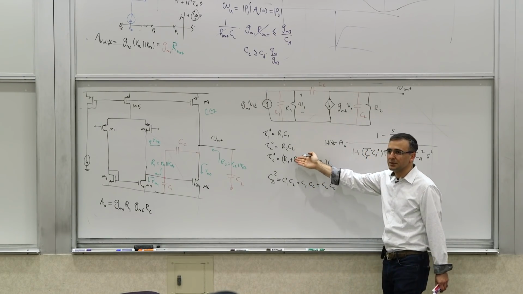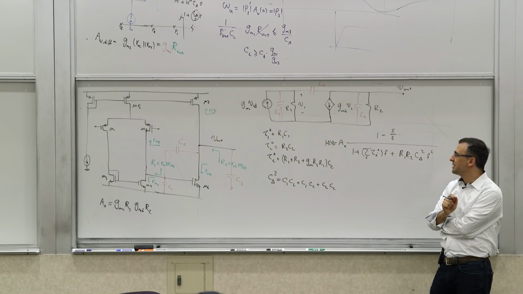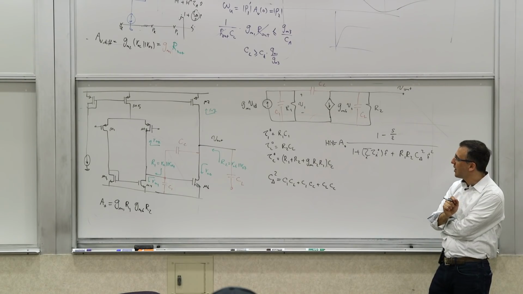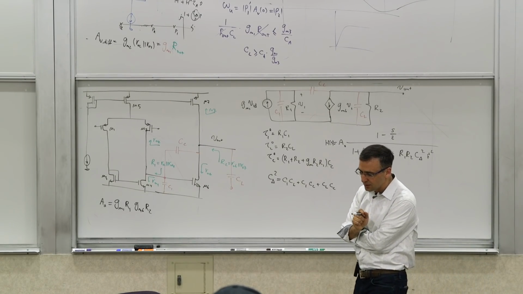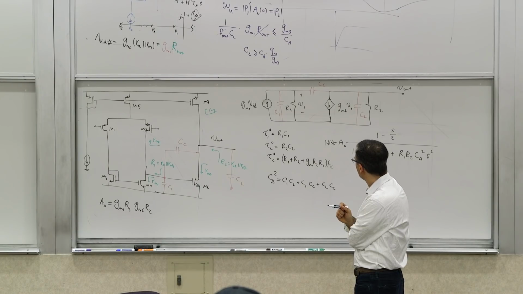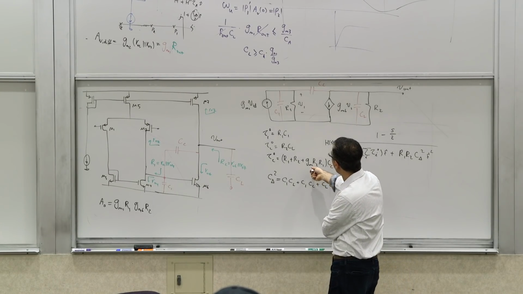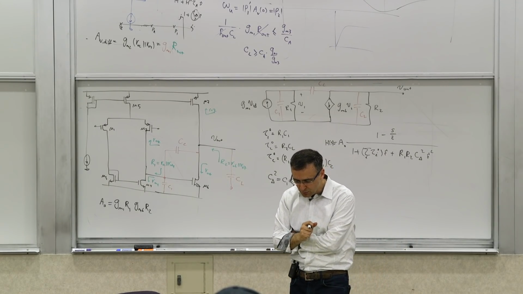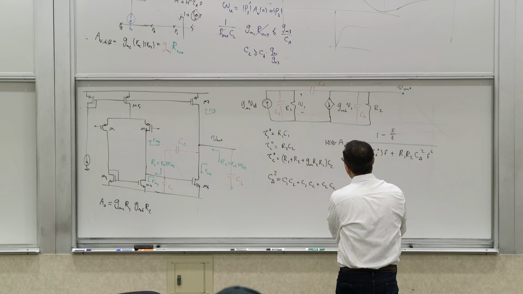So if you look at these time constants, these 3 time constants, one of them is really dominating, right? Which one is the dominating time constant in this group? Yeah, it's this part. It's this part that would come in and dominate everything, right?